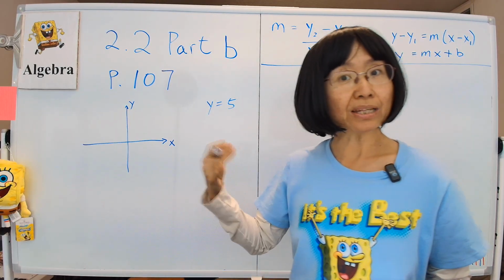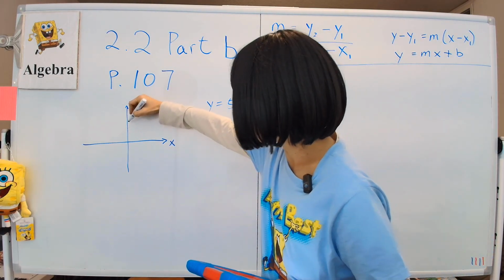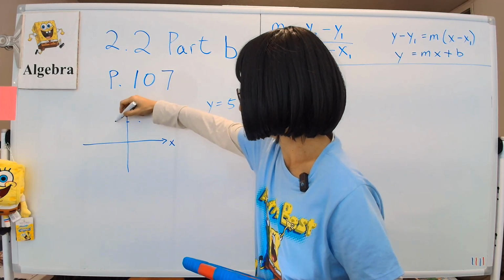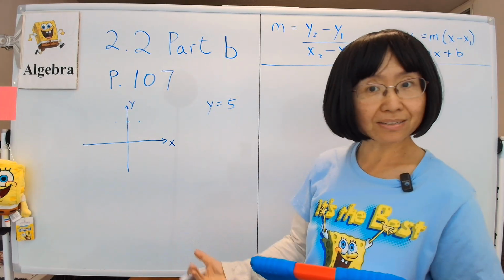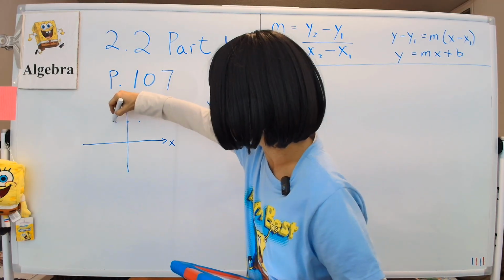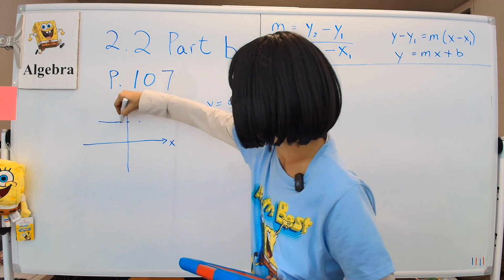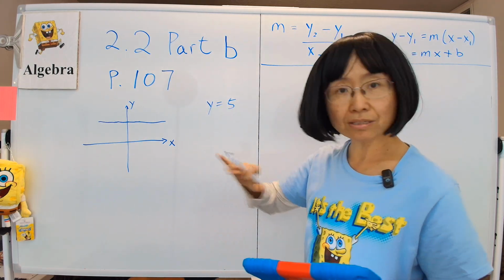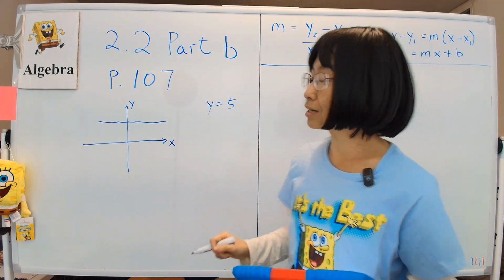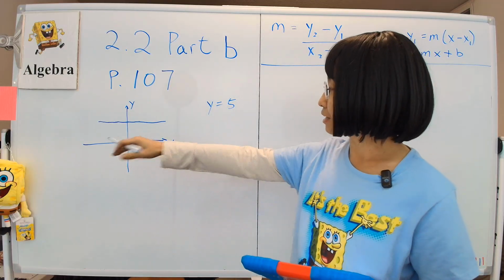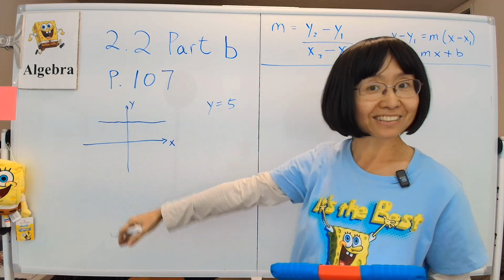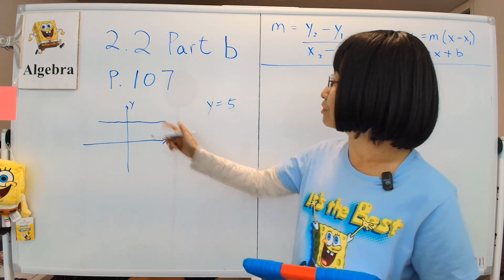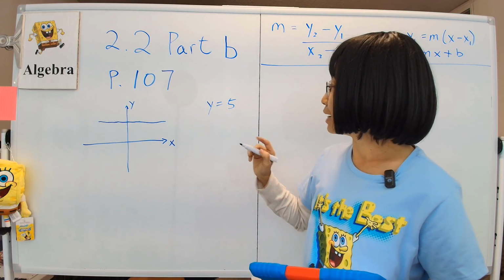That means no matter what x is, y is 5. If x is 0, y is 5. When x is 1, y is 5. When x is -1, y is still 5. Doesn't matter what x is, y is always 5. And therefore, you draw a line, so y equals some number is always a horizontal line. And for any horizontal line, the slope is 0. That is because there's no rise. So the rise is 0 no matter what the run is. So y equals any number.